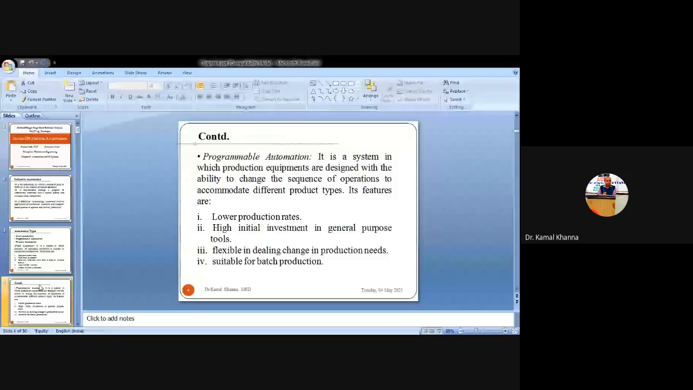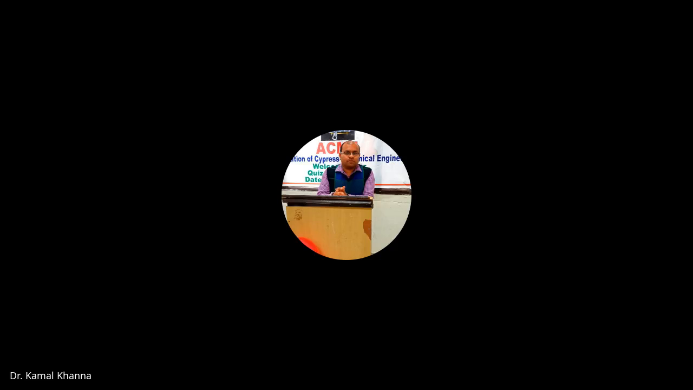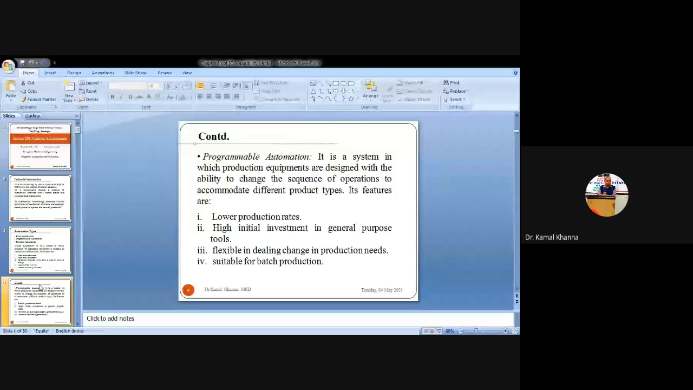So industries are moving nowadays to programmable automation, so as to meet any change in the sequence of operations that may be required, and to accommodate different kinds of products and product types by using programmable automation.